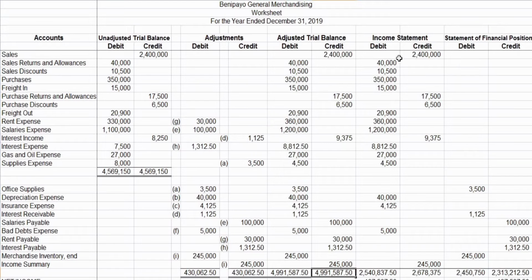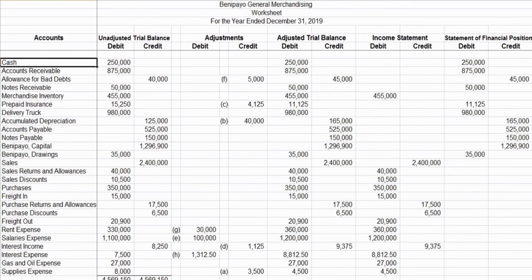When you are already doing the last 4 money columns, concentrate on the figures under the adjusted trial balance only. Ignore the first 4 money columns. Then, one by one again, from the first account cash to the last one below, the income summary account, ask yourself, where must this account be placed? In the income statement or in the statement of financial position?